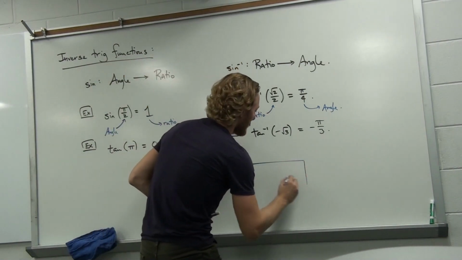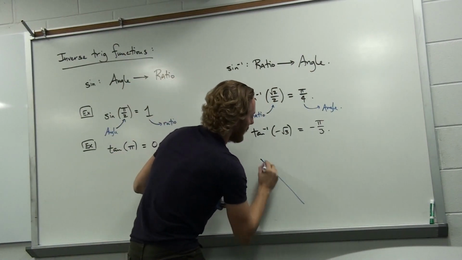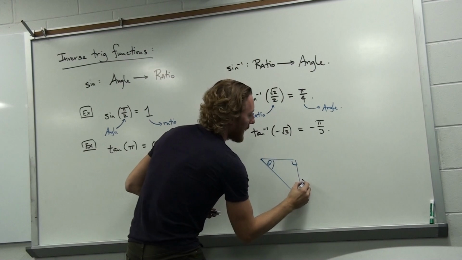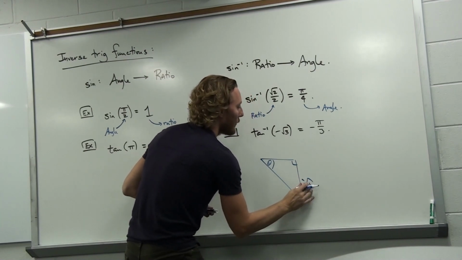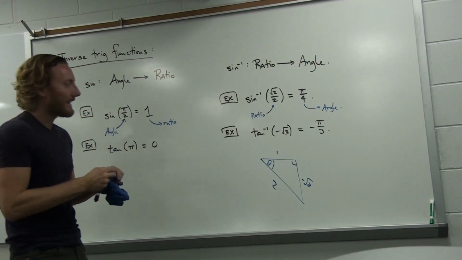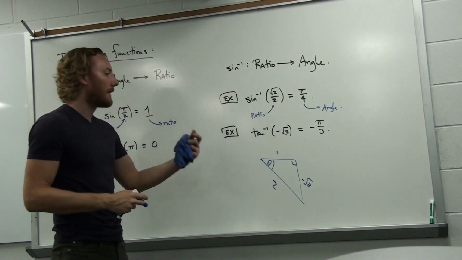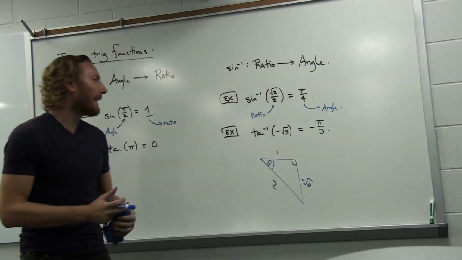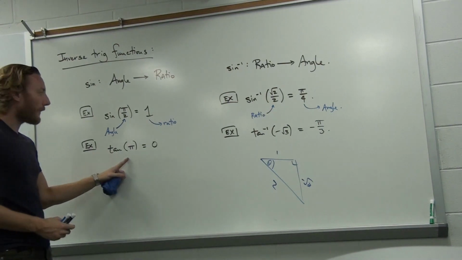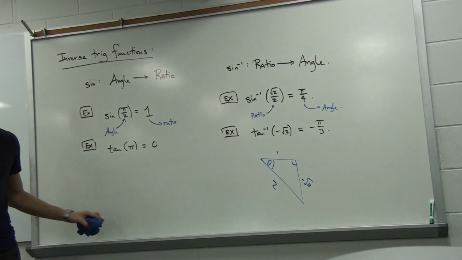You may recall that if you have an angle with a side ratio of minus square root 3 over 1, this is your 30, 60, 90 triangle, and this angle here is your 60-degree angle. So when you have a tangent ratio, opposite over adjacent, of minus square root 3, this results in an angle of minus pi over 3, a negative 60-degree angle. But the long story short is here, the original function, you put in an angle, you get out a ratio. The inverse function, you put in a ratio, get out an angle.